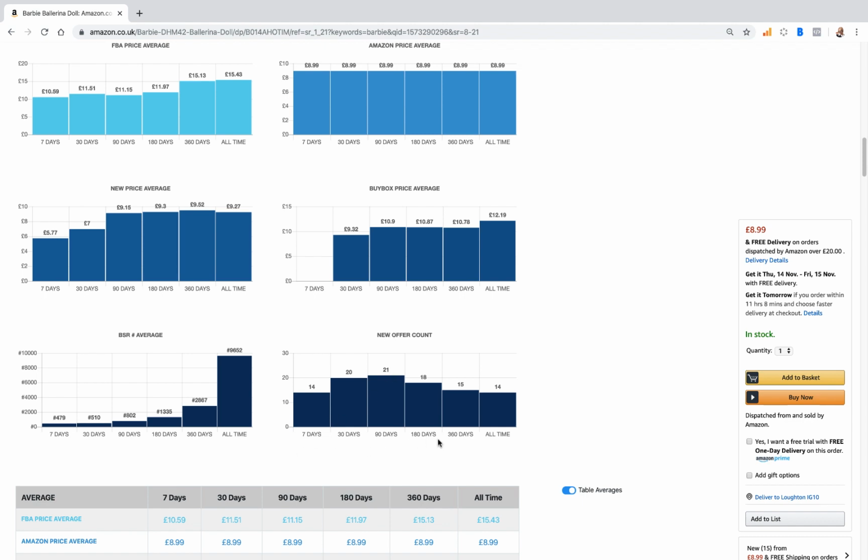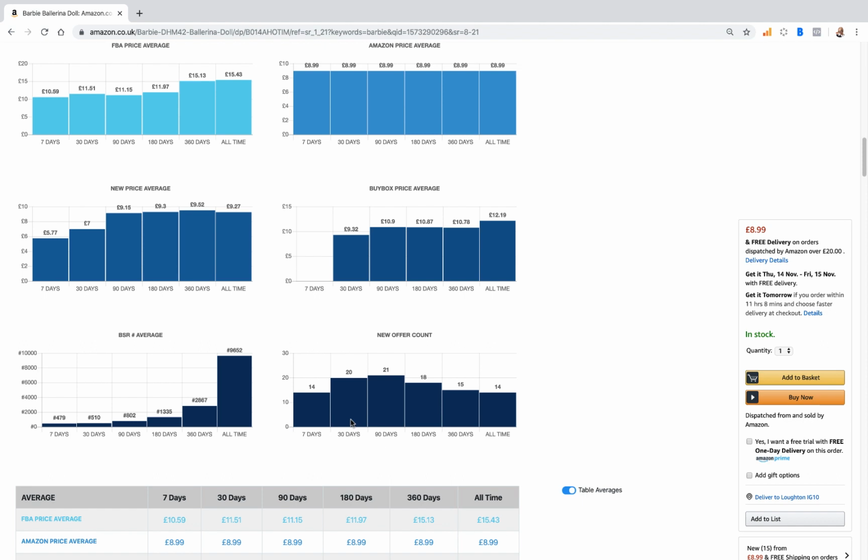And then you can look at the new offer count. You can see what's happening and how many sellers there are on the listing. And there's fewer sellers at the moment. And you can see what's happened over a period of time. So it's always been between 14 and 21 sellers on this listing.